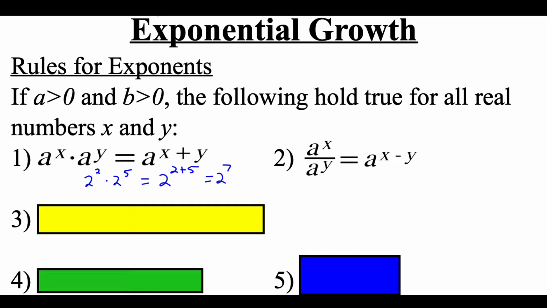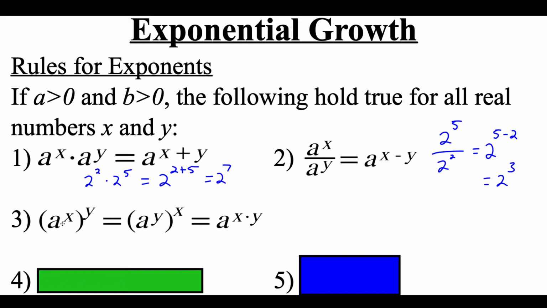There's a similar rule for dividing. So if you have a to the x divided by a to the y, you're going to subtract those powers. So if we had 2 to the 5th divided by 2 squared, what we would do is subtract top power minus bottom power, so that would give us 2 cubed.